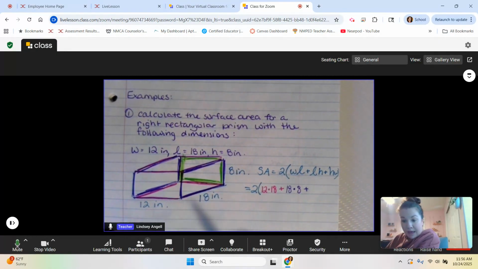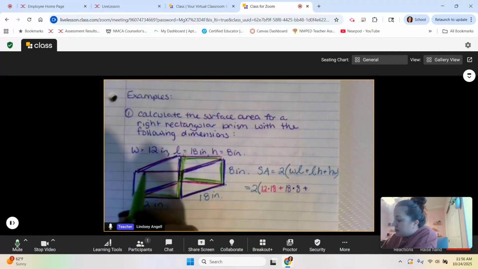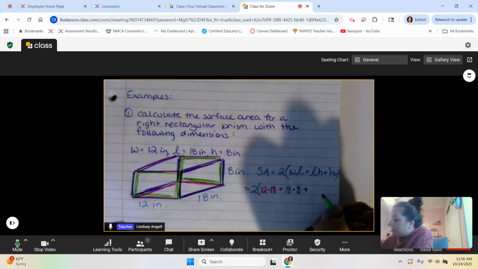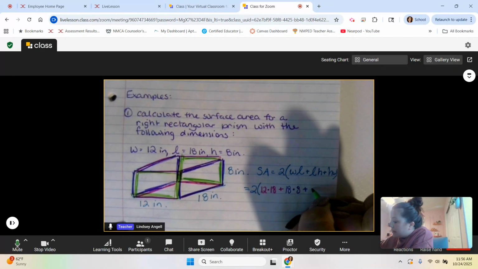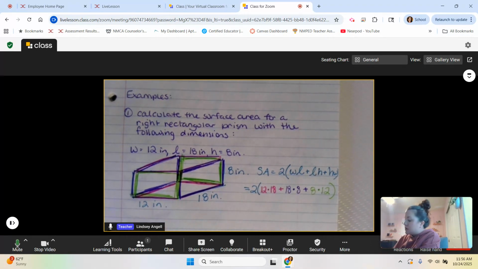Okay, so that's the back of the box and the front of the box. So that's all 6 sides, right? Because there's 2 of them. And that would be height was 8 and width was 12. So it's really just making sure that you have every single side accounted for, all right? So at this point, then we can go ahead and just solve, and that's going to give us our surface area.